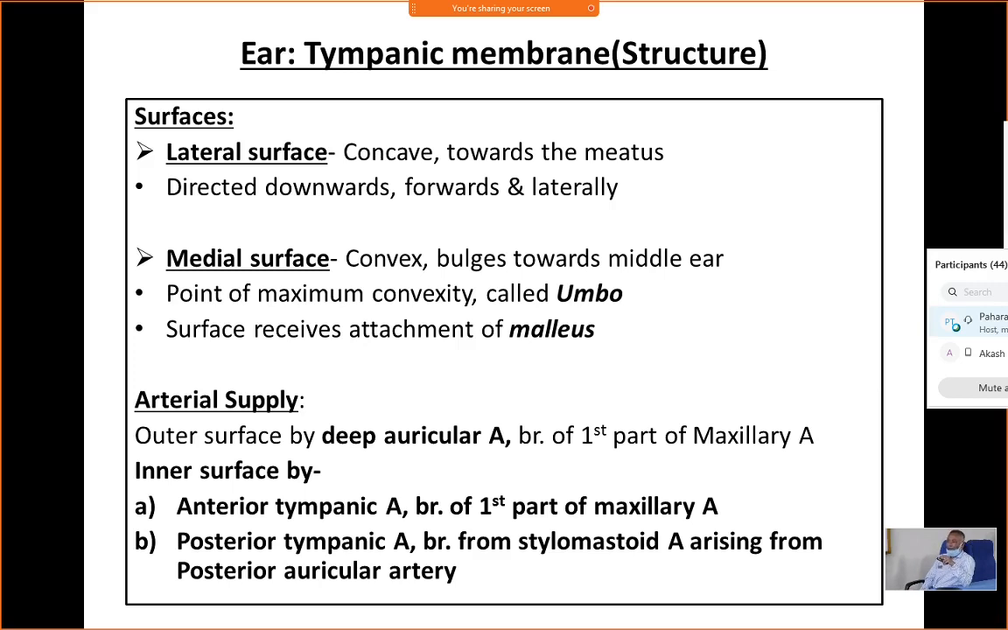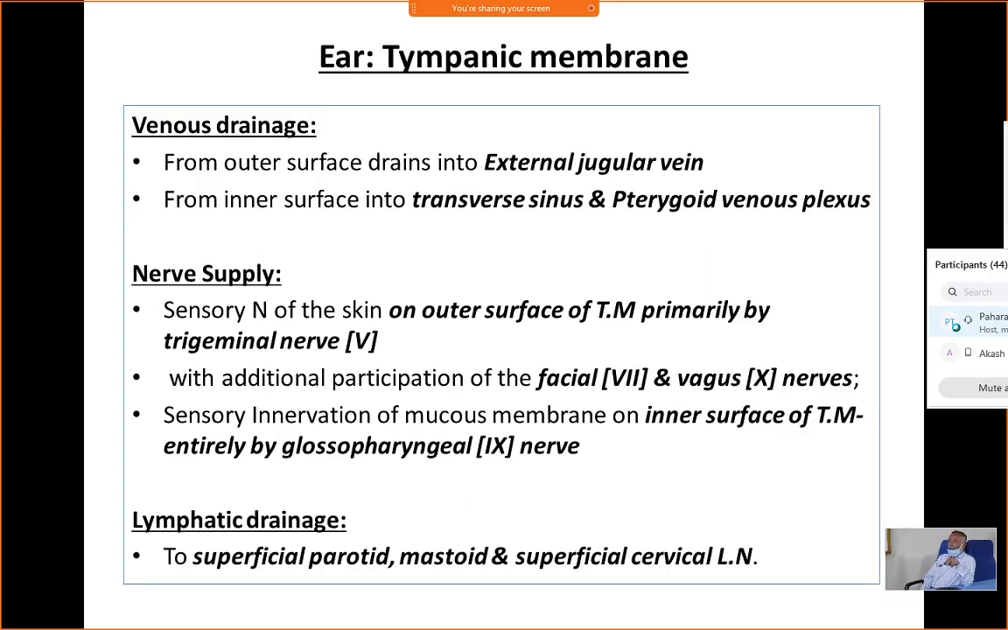Now come to the arterial supply. The outer surface of the tympanic membrane, towards the external acoustic meatus, is supplied by the deep auricular artery, which is a branch of the first part of the maxillary artery. The inner surface, towards the middle ear cavity, is supplied by the anterior tympanic artery, a branch of the first part of the maxillary artery, and the posterior tympanic artery, a branch of the stylomastoid artery, which arises from the posterior auricular artery. Venous drainage: from the outer surface it drains into the external jugular vein, while from the inner surface it goes to the transverse sinus and pterygoid venous plexus. So it is ultimately going to the dural venous sinuses.